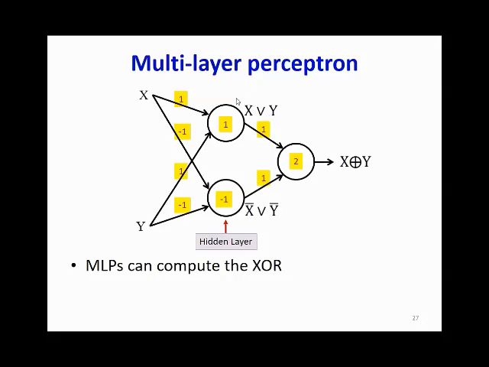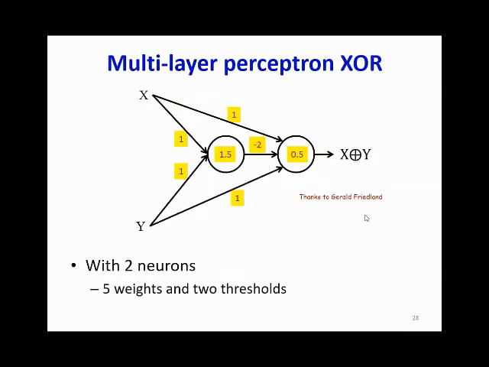So this, for example, we saw is the network that computes the XOR. It has 3 perceptrons, 2 in the first layer, which we call the hidden layer because you don't really see their outputs. This first guy computes X or Y. This computes not X or not Y. The second layer, which is the output layer, consists of 1 perceptron, which just ANDs the outputs of the first 2 guys, and you get X XOR Y.